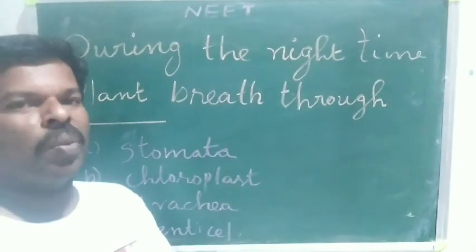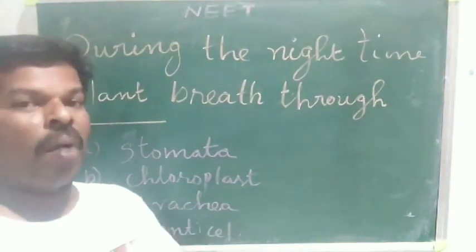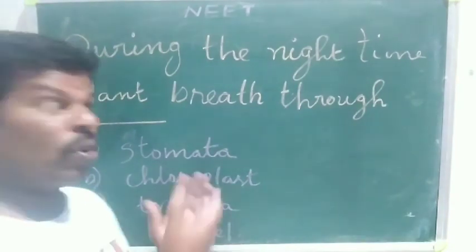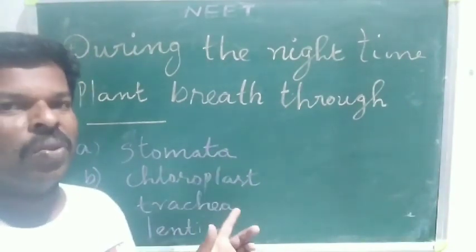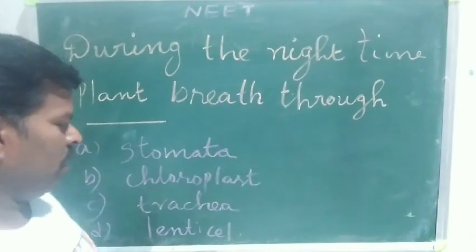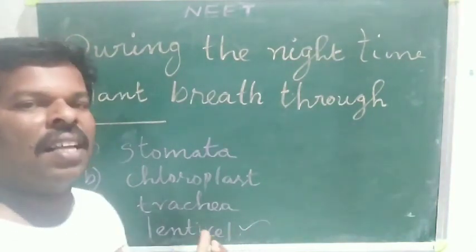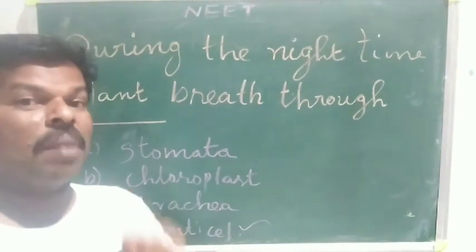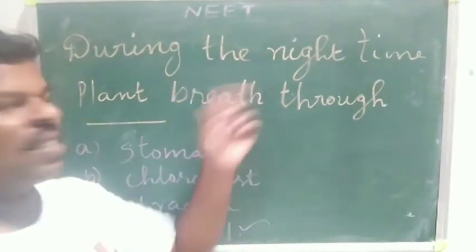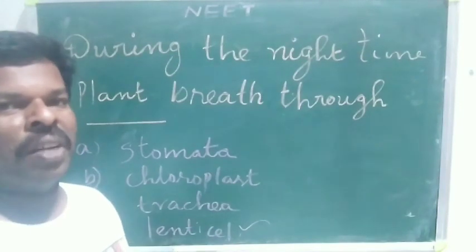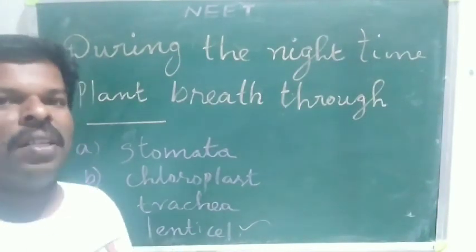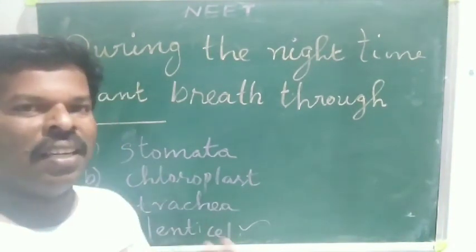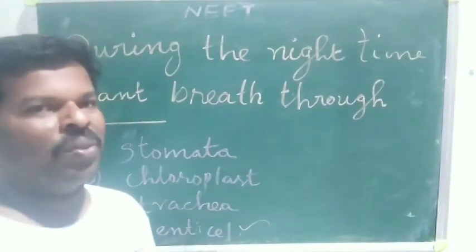Actually, normally the stomata should be closed at night. Stomata open only in the morning, but at night they should be closed. How can plants breathe? That is a very important question. The answer is D, lenticels. Lenticels are present only in the stem of the plant. Understand the question? Very, very important. The lenticels are also produced after secondary growth, in the bark of the plants. Okay. Thank you for watching my video.